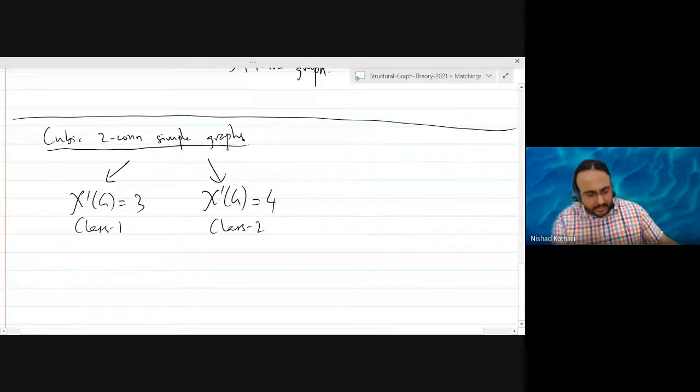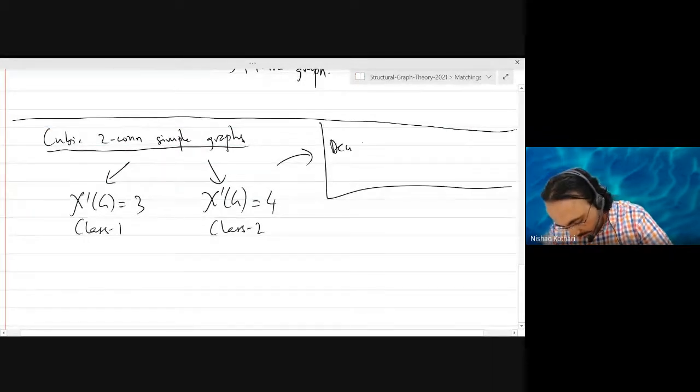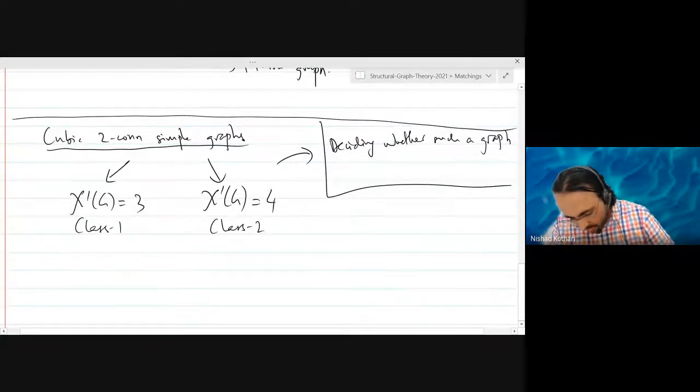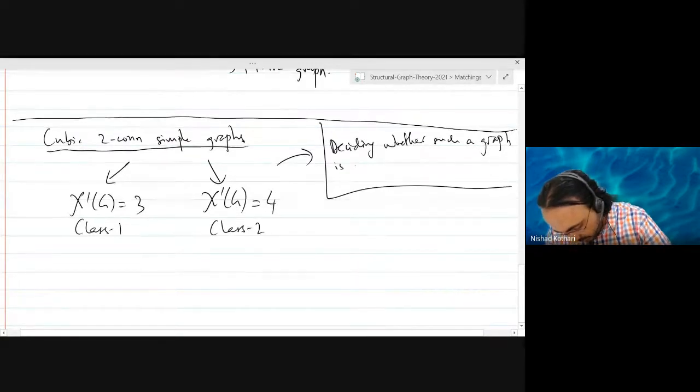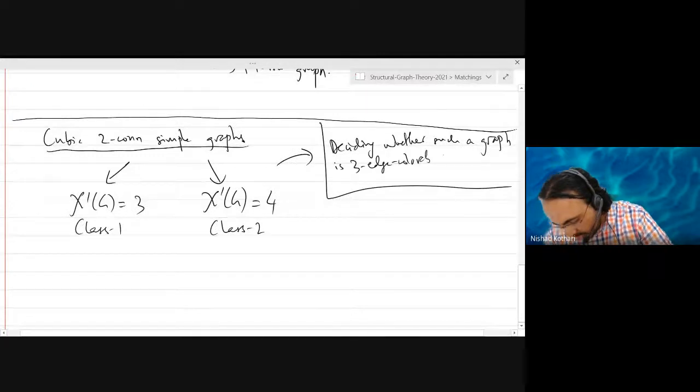And already for this special case, the decision problem is NP complete. Deciding whether such a graph, by such graph I mean a cubic two connected simple graph, is 3 edge colorable is NP complete.